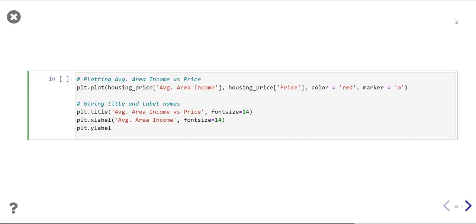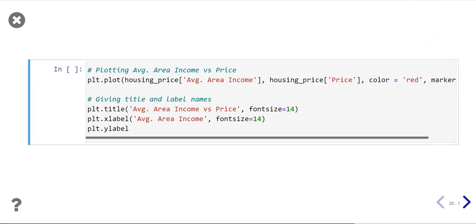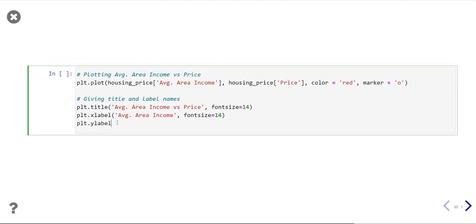This is large enough. If you can't see, just let me know. So on the y-axis, y is going to be price, right?